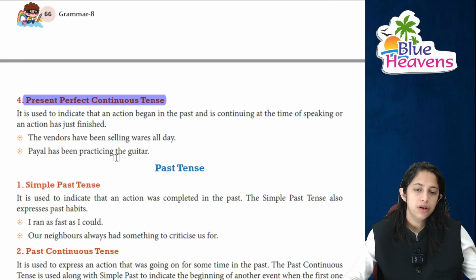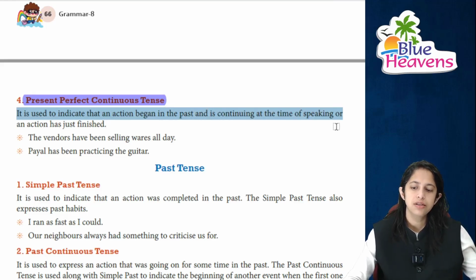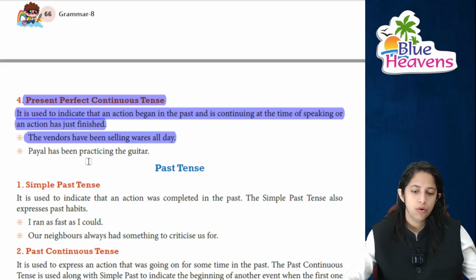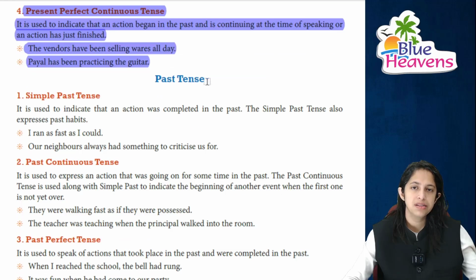Present perfect continuous tense. It is used to indicate an action जो कि past में begin हो चुका है and it is continuous at the time of speaking, or you can say the action has just finished. The vendors have been selling wares all day. सारा दिन बेच रहे हैं. Payal has been practicing the guitar. Moving on to the next tense is past tense.